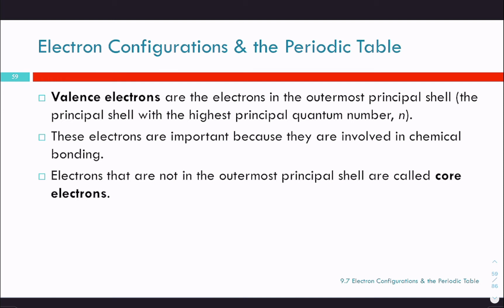So again, these are involved in chemical bonding. They involve all the interactions. They explain a lot of why atoms behave the way they do. The other electrons are core electrons. So these are the key terms here I would like you to remember. Valence electrons, specifically that these are the outermost principal shell. The electrons that are not are the core electrons.